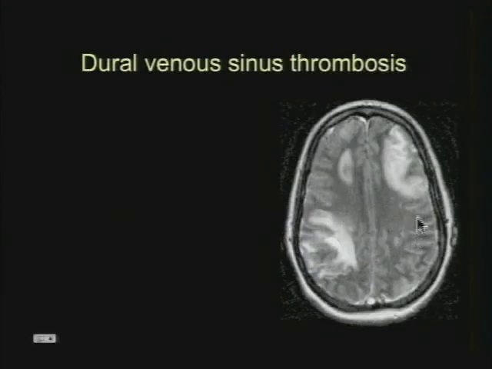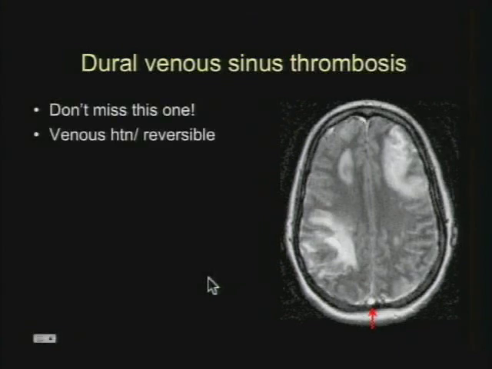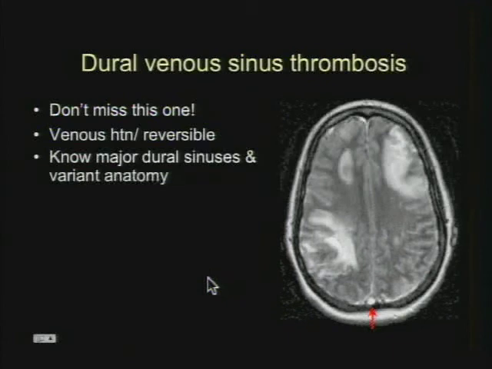Here's another case, and you can see fiducial markers on this patient that's on the way to the operating room for biopsy of these multiple areas of mass-like T2 signal. But when you look closely, you can see that this flow void is gone in the superior sagittal sinus, and I can tell you that these were enhancing and looking very mass-like, and this was dural sinus thrombosis. So venous hypertension can be reversible, so another reason that this is a do not miss diagnosis.